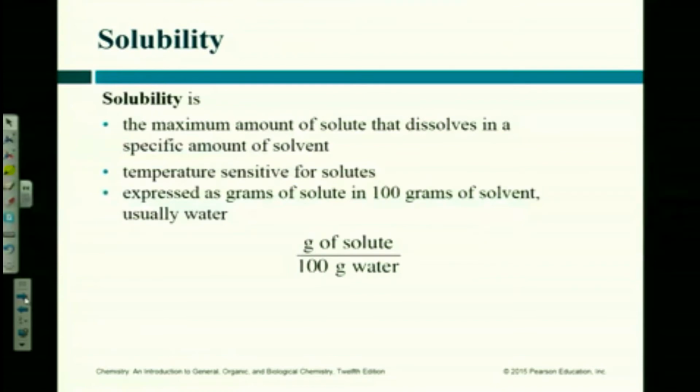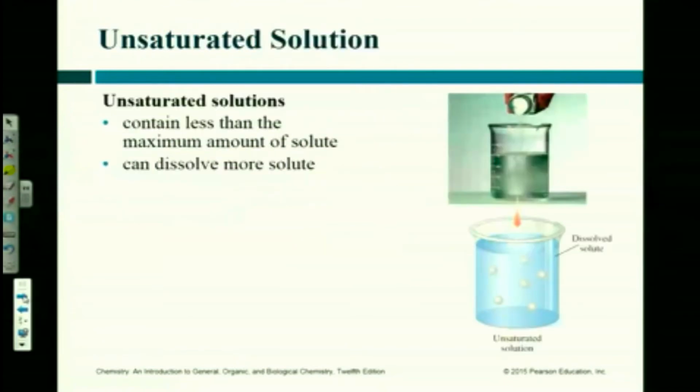Okay? It is temperature sensitive. The higher the temperature, the more you can dissolve. So the solubility changes with temperature. Okay? And we'll show a graph in a minute.